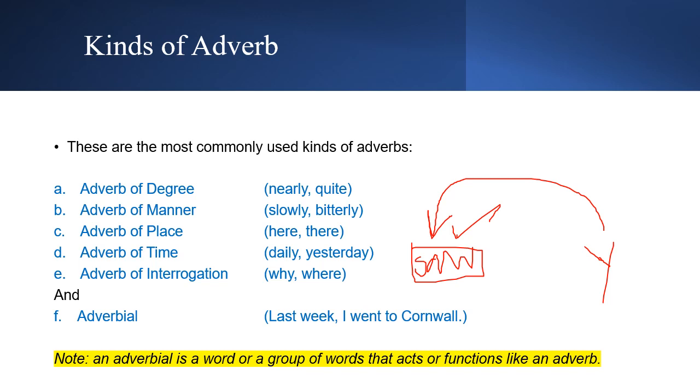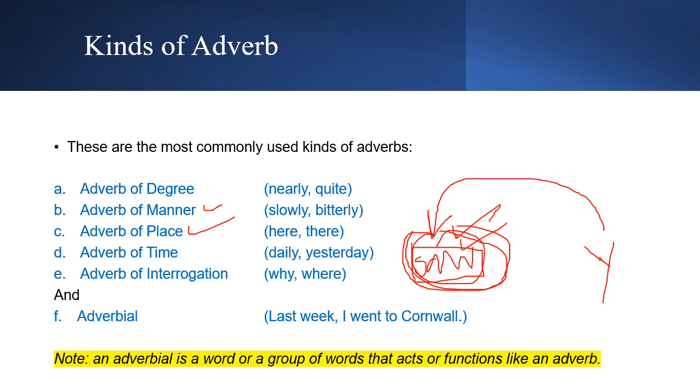Now if a word tells us that this action was carried out in a certain space or place, then that would be an adverb of place. If a word tells us the method or the manner of this action, then that would be the adverb of manner. And if a word tells us about how much or to what extent this was done, then that would be the adverb of degree.